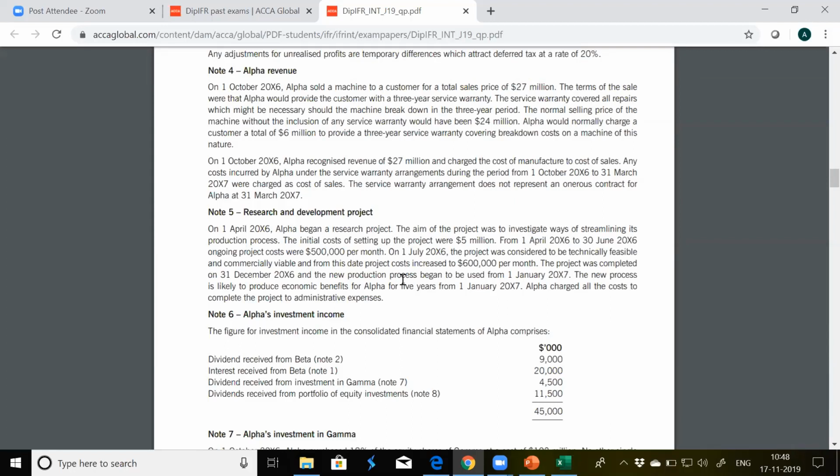We are preparing financial statements to 31st March 2007. So we need to cease expensing them from 1st July 2006, and we can capitalize the project from 1st July 2006. The project was completed on 31st December 2006. So how many months of capitalization can we do? 1st July to 31st December. How many months of capitalization?